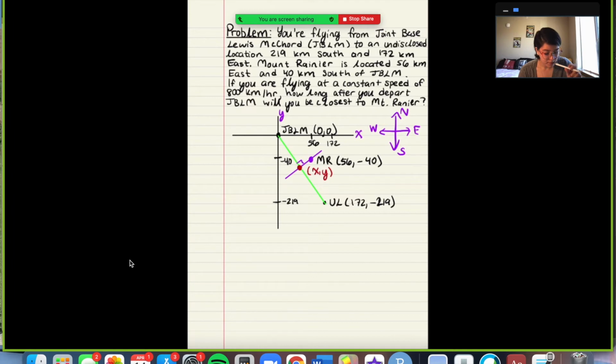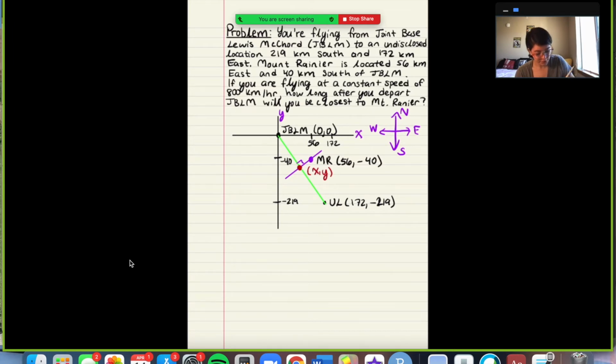So to do that, we need to figure out where those two lines intersect. So the purple line and the green line. Our flight path is the green line. The purple line is the closest point from Mount Rainier, but we've drawn a line. So if they're perpendicular, we know that their slopes have to be opposite reciprocals.